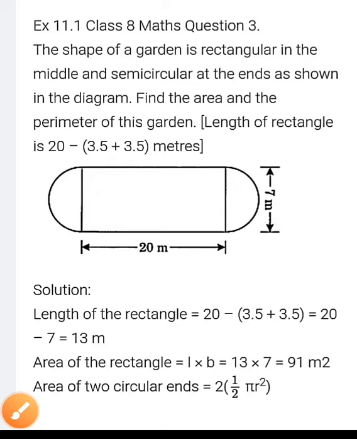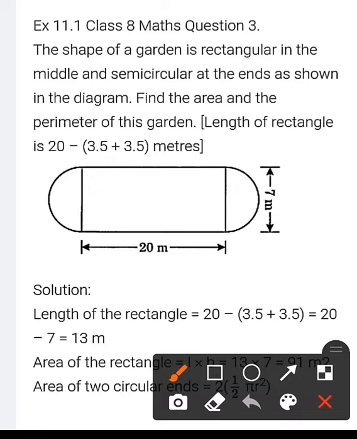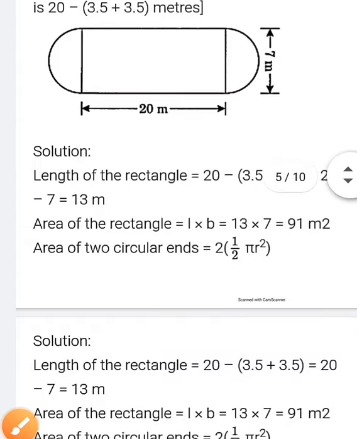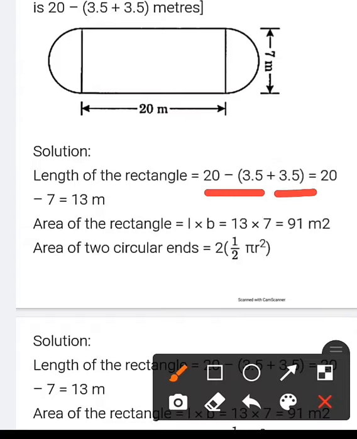So first of all, you need to understand how you can decide the length and breadth of this rectangle. Now moving ahead with the solution part. For finding the perimeter or area, anything, we want the length and breadth of the rectangle. So let us start the solution. First, the length of the rectangle: 20 minus 3.5 plus 3.5. So 3.5 plus 3.5 gives 7, so 20 minus 7 is equal to 13 meter. So the length of the rectangle is 13 meter.